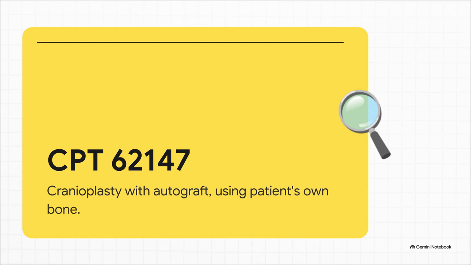But wait, what if the surgeon needs to fix one of those huge defects over 5 centimeters, but instead of using synthetic mesh, they use the patient's own bone? Well, that's your autograft scenario. If the documentation shows the surgeon taking the extra operative time to harvest bone directly from the patient's own split ribs or their iliac crest or a split calvarial graft, that specialized technique triggers its own distinct code. That's CPT 62147. So remember, the actual source of the graft material dictates your code here.